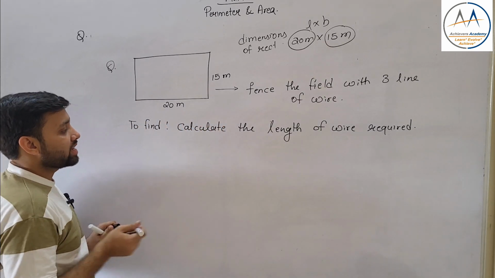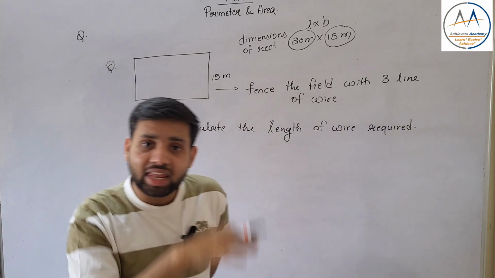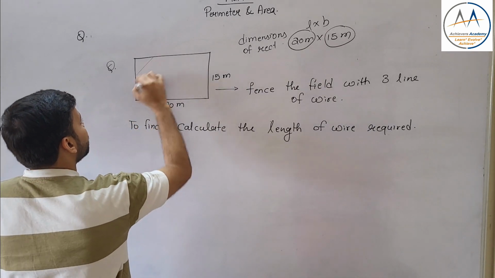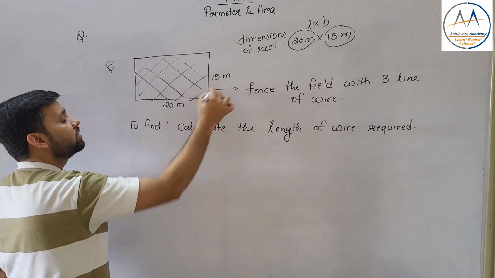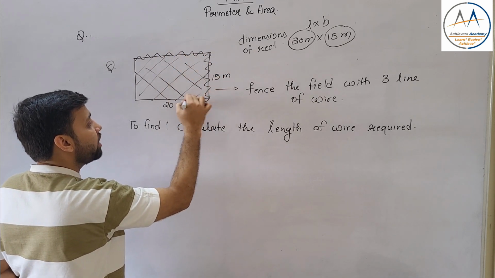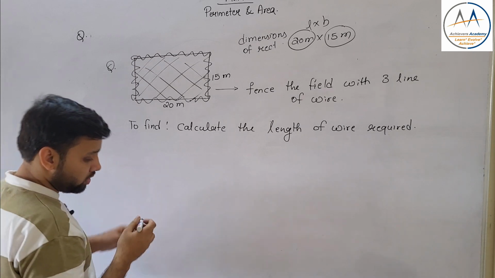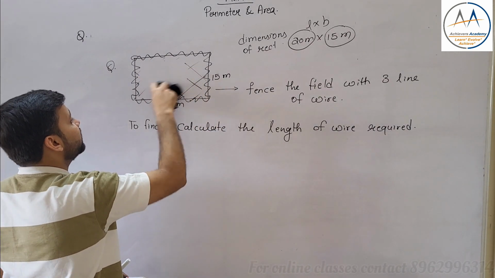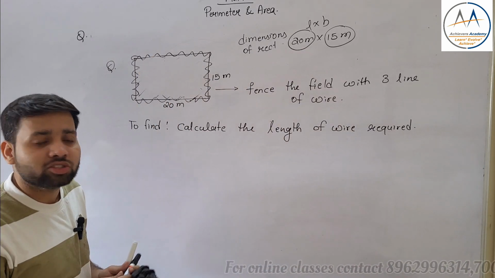Second part, what are they asking? They want to fence it. So they are not asking about the area of the field, how much area is available. No, they are not asking about the area. They are not asking about the space or region. They are asking about the boundary length. Fencing they want to do. Fencing will be here only, so there is no part required inside the field. No area discussion is needed. Only what is required is perimeter.